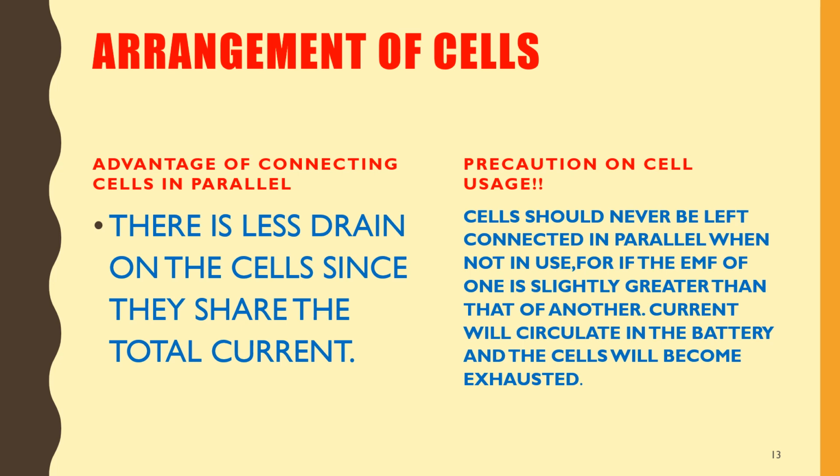The advantage of connecting cells in parallel is that there will be less drain on the cells since they share the total current. But there is a precaution on cell usage. Cells should never be left connected in parallel, because if one cell has a slightly greater EMF than the other, a current will circulate in the battery and the cells will become exhausted. When cells are connected in series, a greater current is produced. So if you wish to obtain a much bigger current, then you need to connect cells in series.